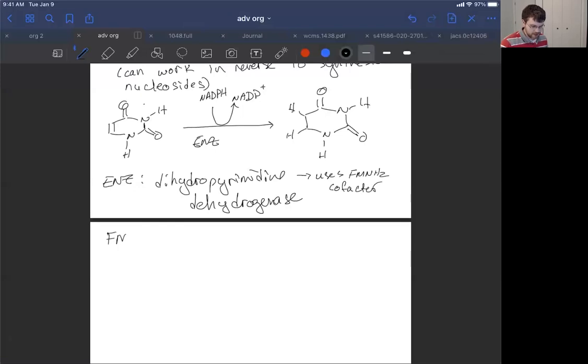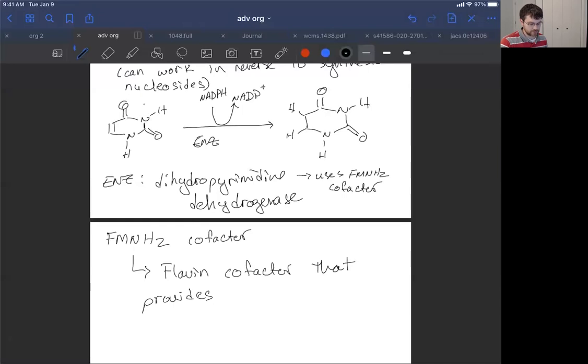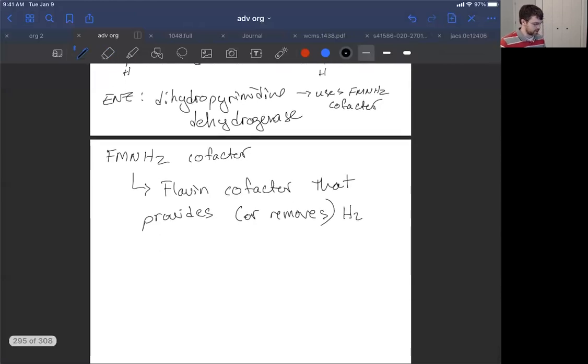Now, FMNH2 as a cofactor is a flavin cofactor that provides or removes H2, depending on where you're at. So a flavin cofactor, it's flavin mononucleotide, and then either with H2 or without the H2.